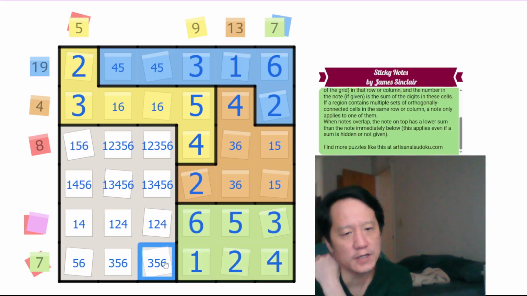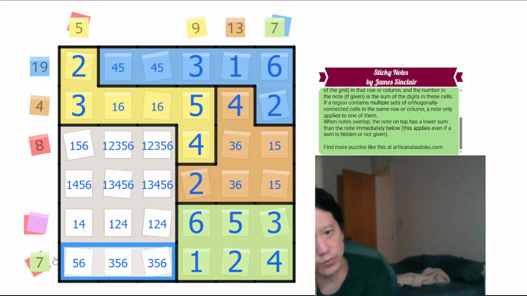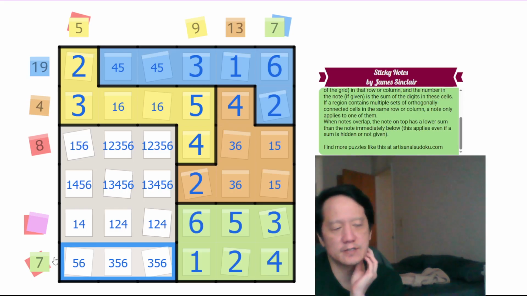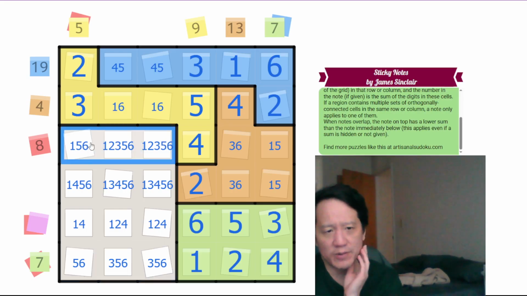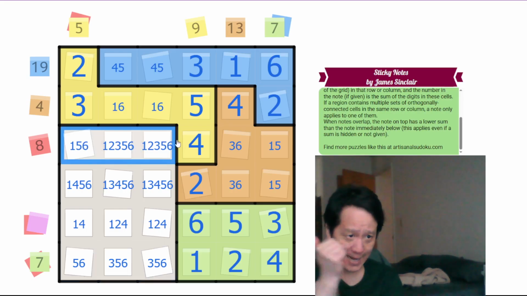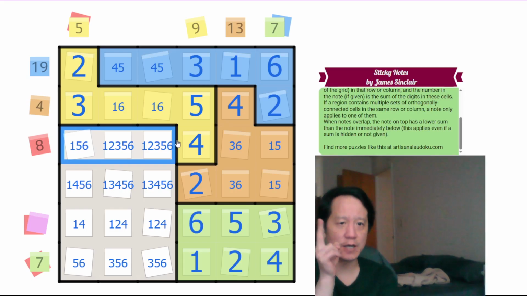So red here must be greater than 7. So it has to be either 3, 5, 3, 6, or 5, 6 here, or all 3. But the problem is, again, in row 3, red has to have 2 digits adding up to 8. So that's, again, only 2, 6, or 3, 5.